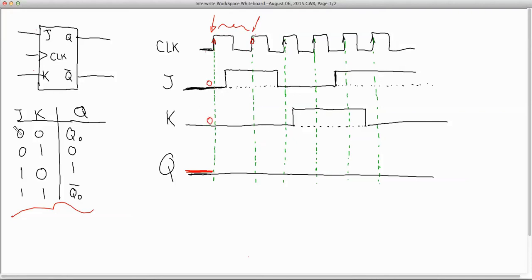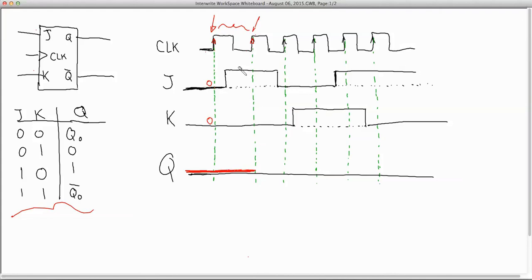So according to the table, 0, 0 corresponds to a Q that stays in the same previous level. So because the level is 0, the next state is going to be 0. So we can go and draw a 0 between this point until the next transition. Why until the next transition? Because in the next transition is where the flip-flop is going to go and read again J and K.